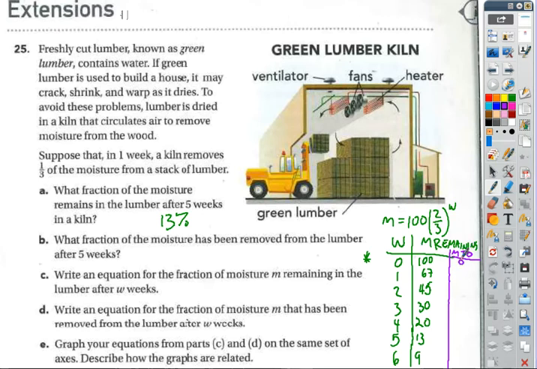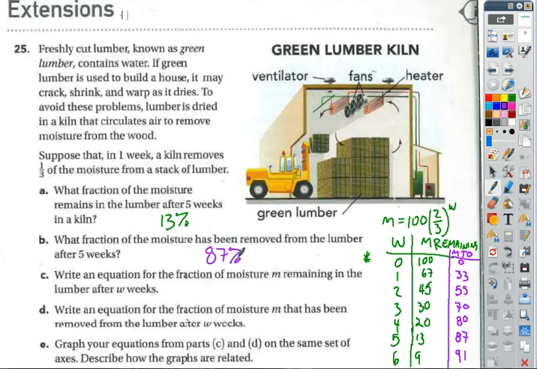Well, 0. After 1 week, we have had 33% taken out. After 2 weeks, we've had 55% taken out. After 3 weeks, we have 70% taken out. After 4 weeks, we have 80% removed. After 5 weeks, we have 87% removed. And then here we have 91% removed. All right, so how much has been taken out after 5 weeks? Well, after 5 weeks, we have 87% of the moisture removed.